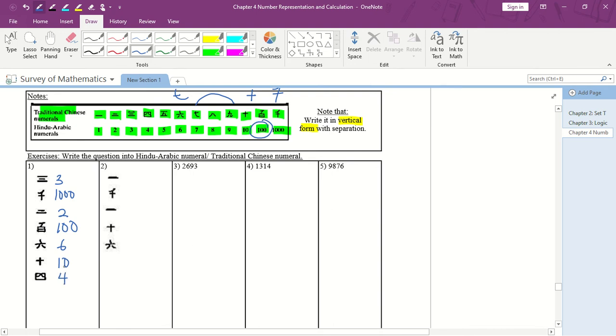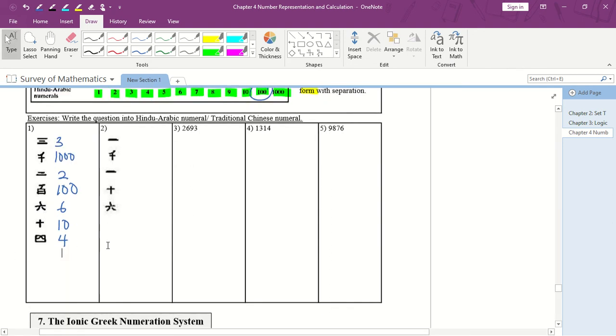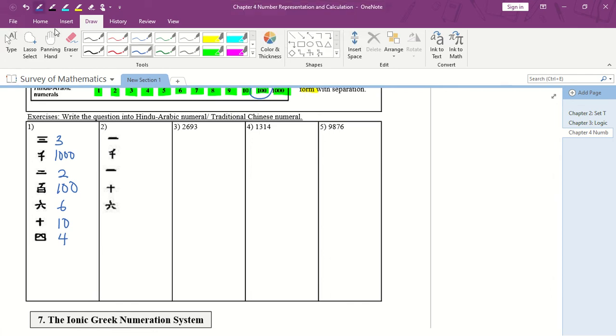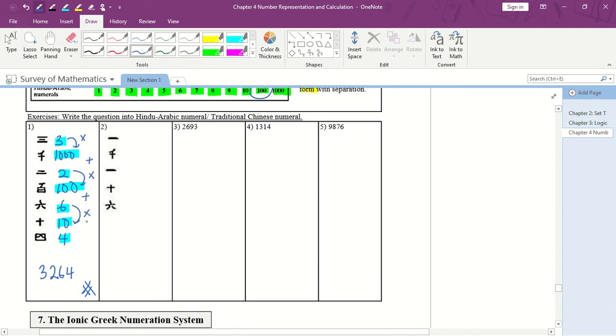Okay, now, when we look at all this, what should we do? We figured out what the numbers are, but how can we write them in Hindu-Arabic numerals? Remember this. When it always comes like this, it tells you that it is 3,264. And that is what the traditional Chinese numerals give you. So basically you can understand this as 3 times 1000 plus 2 times 100 plus 6 times 10 plus 4. Now that's the concept, okay? That's how the Chinese write down the Chinese numerals, okay?